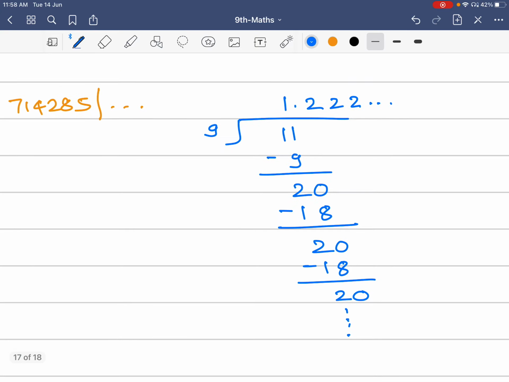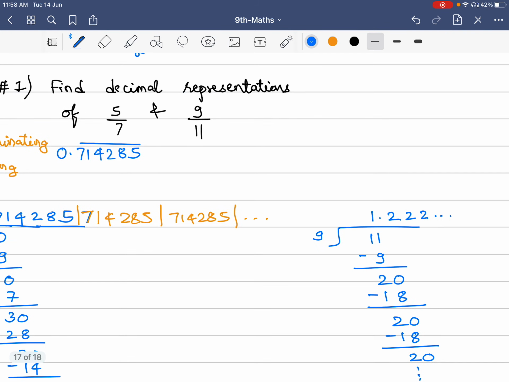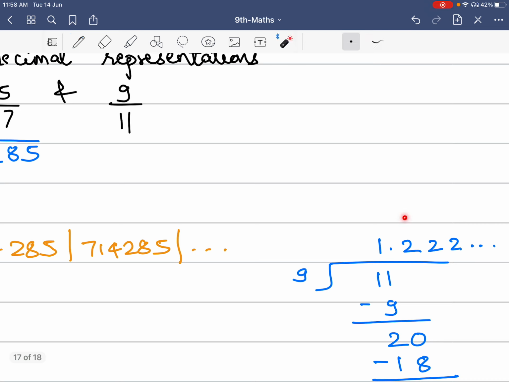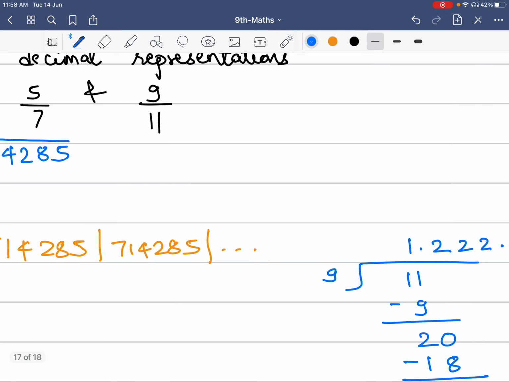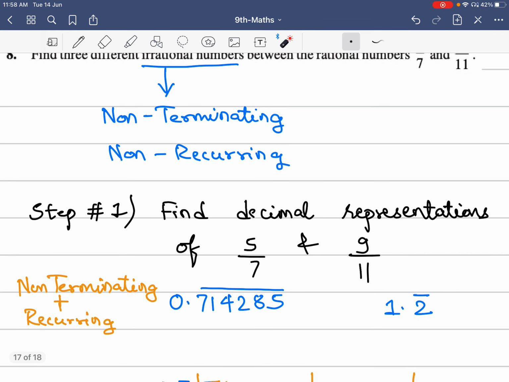Quite straightforward and short. So 9 by 11 in decimal format is now going to be, okay, let's look at this. It's going to be 1.2 bar, because 2 is repeating again and again. So this is going to be 1.2 bar, because 2 is also going to repeat infinitely. So thus we have decimal representation of 5 by 7 and 9 by 11.